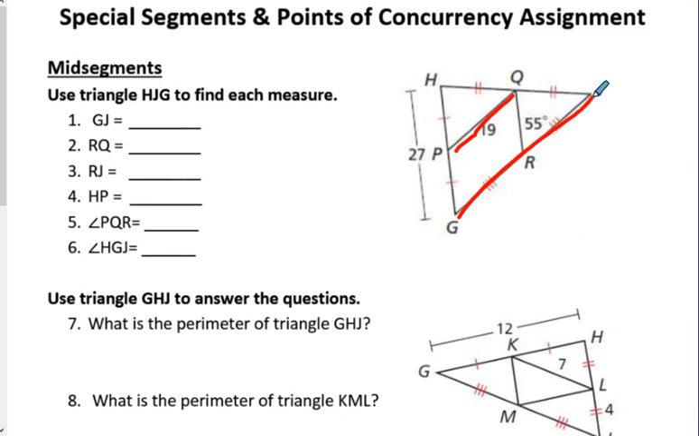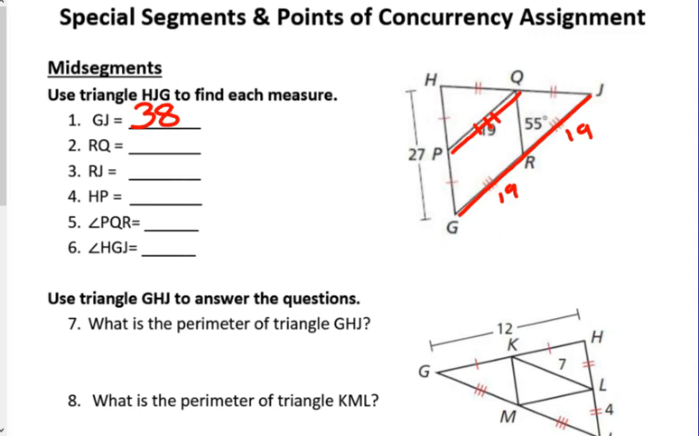So if we know what PQ is, we know PQ is 19, then we know that GJ is double that, okay? So one of the things we learned along the way is that a mid-segment is half of its parallel side. So that's 19, and each of these halves is 19. So we add 19 plus 19, and we get 38, right?